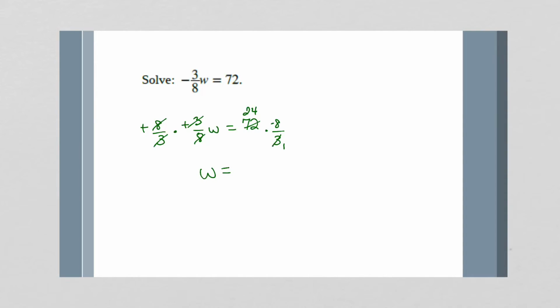And then I need to multiply 24 times negative 8. So I know I'm going to get a negative. 4 times 8 is 32, carry my 3, so 192. Negative 192 is my answer here.